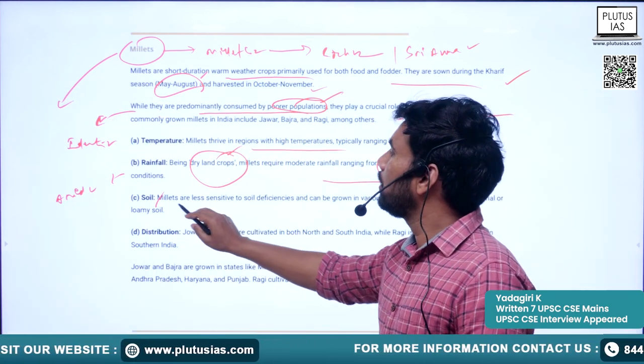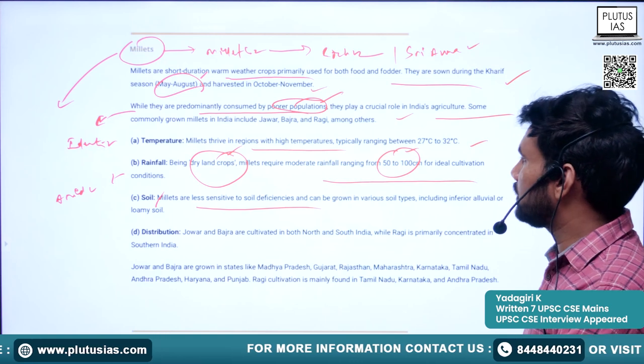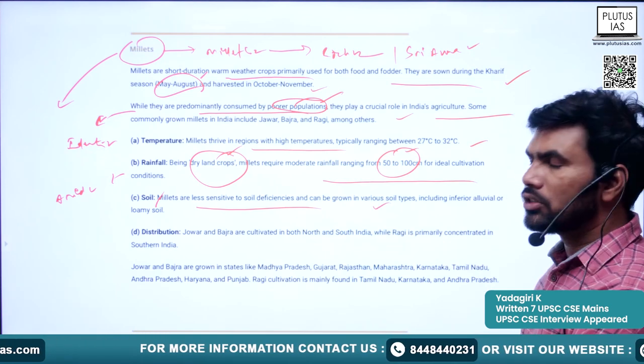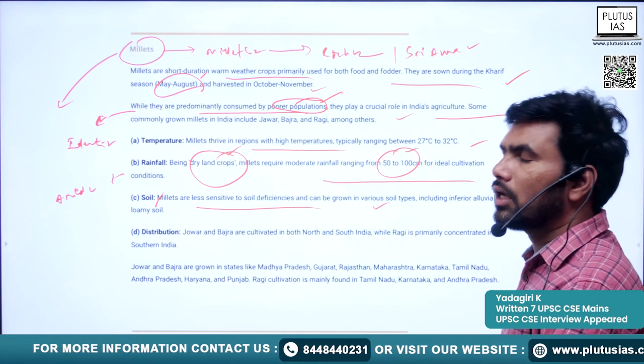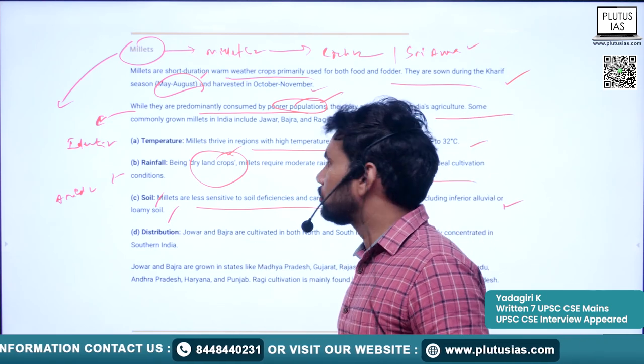If you see the soil type, they are less sensitive to soil deficiencies and can be grown in various soil types, including inferior alluvial or loamy soils.